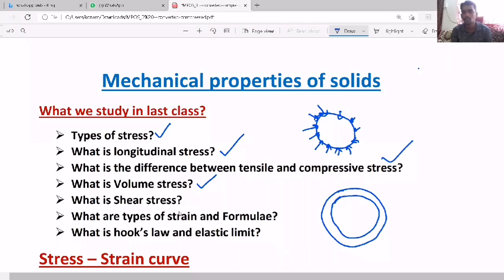And that is also force by area. But here in our syllabus, we take only the liquid case, that is, a solid spherical body placed inside the liquid. That's why we call it volume stress.